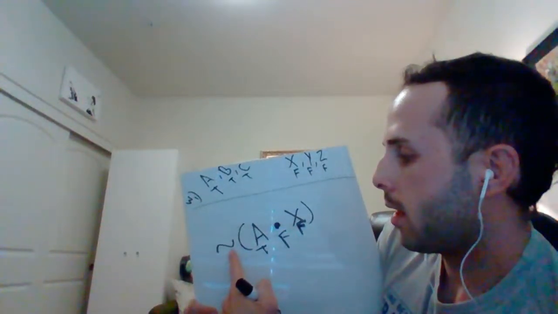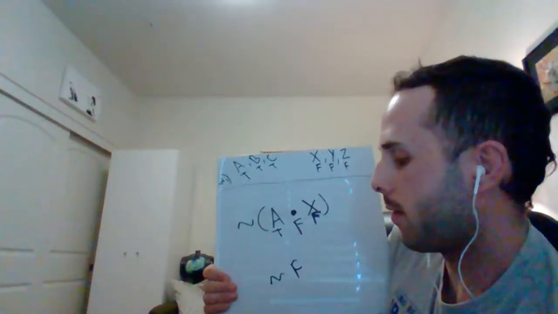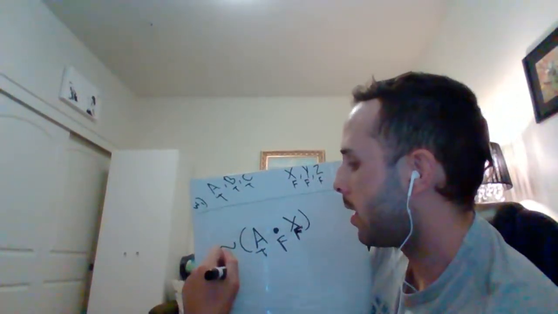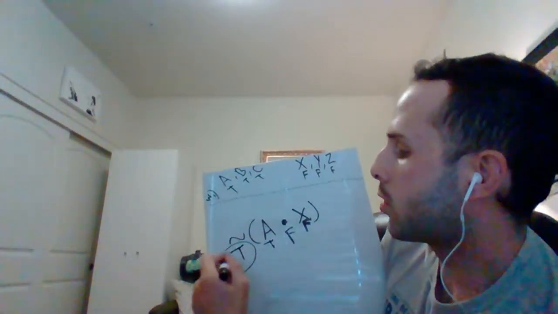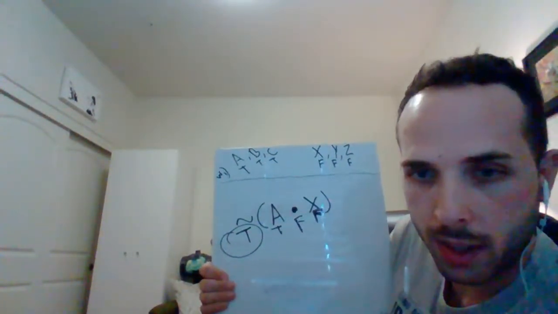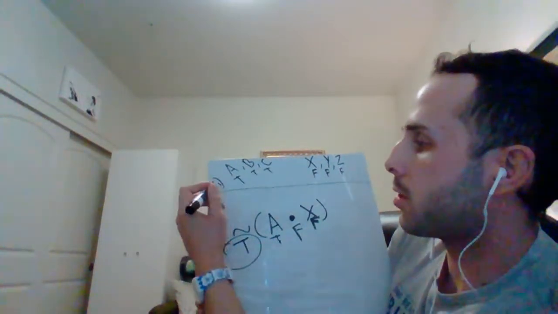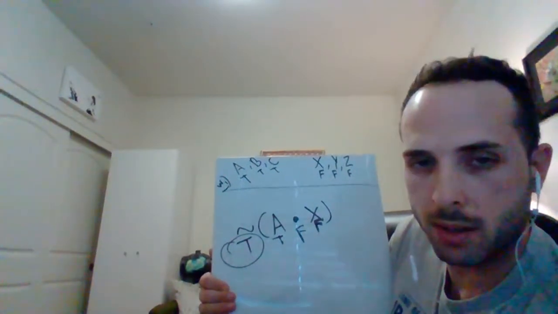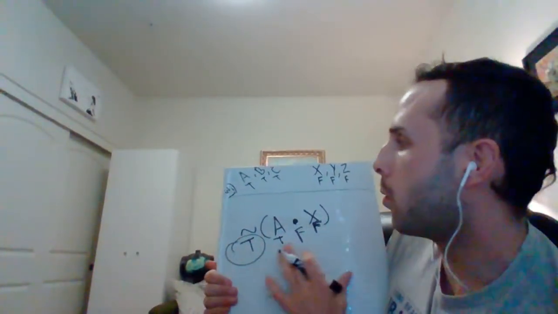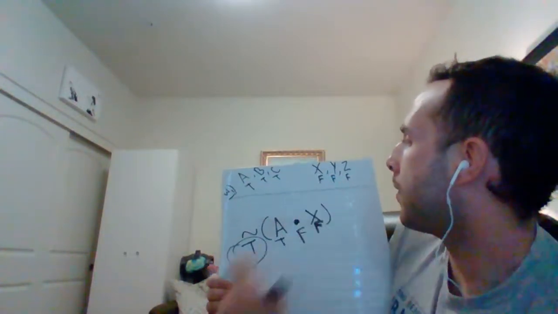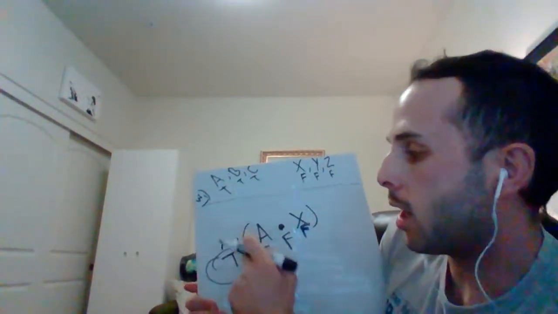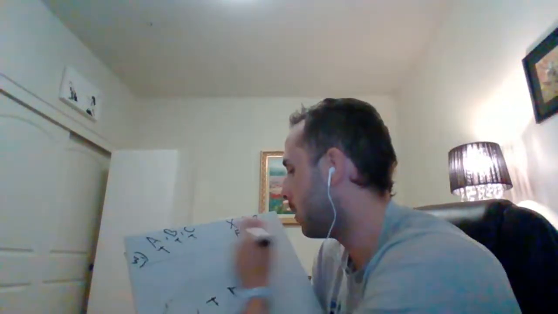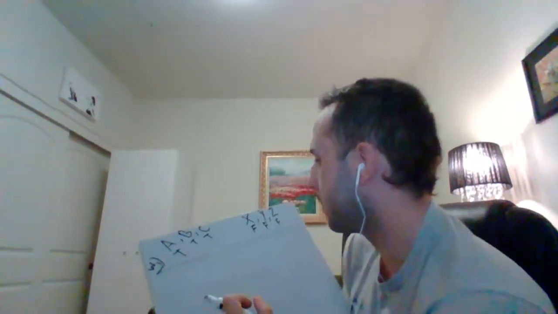And now, anytime I have not F, I know that that statement is true. This statement is a true statement, at least in this world, in this valuation of the propositions. In a world in which A is a fact and F is a fact, it's not true that A and X is a true statement. All right.